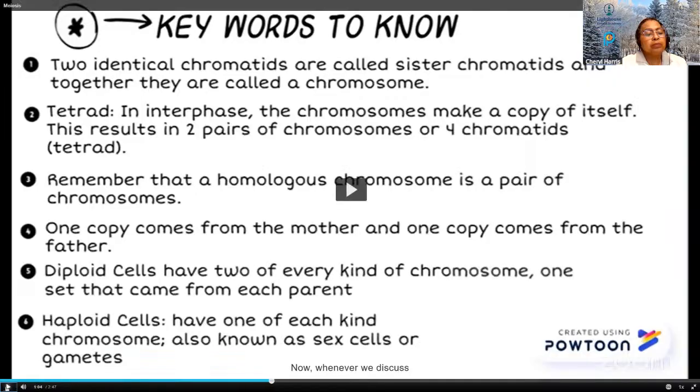All right, so yes, vocabulary here is very important. A lot of these words sound the same, so you have to know the difference between one and the other.